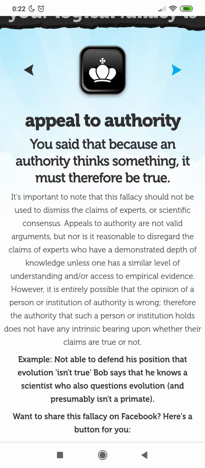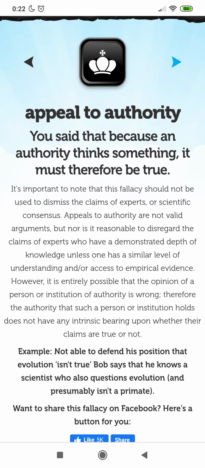However, it is entirely possible that the opinion of a person or institution of authority is wrong. Therefore, the authority that such a person or institution holds does not have any intrinsic bearing upon whether their claims are true or not. Example: not able to defend his position that evolution isn't true, Bob says that he knows a scientist who also questions evolution, and presumably isn't a primate.